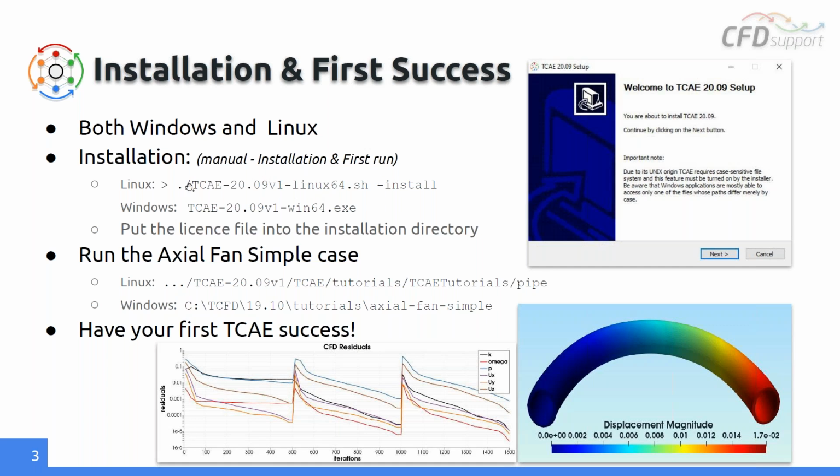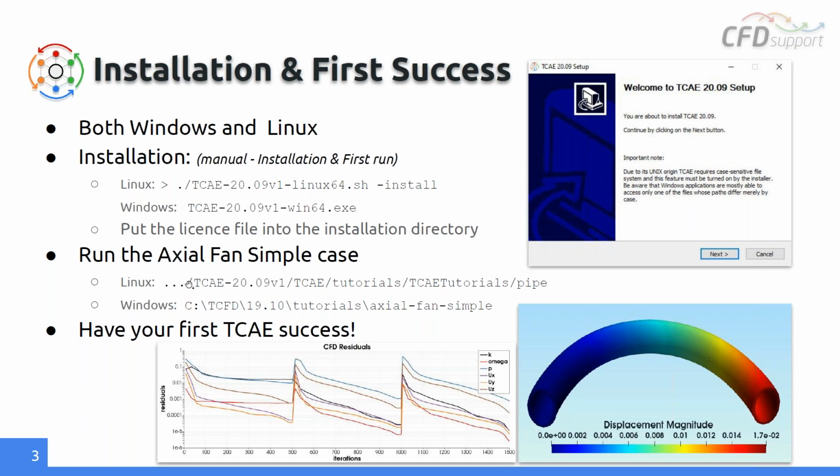In Linux, the installation is pretty simple. You just put this command into your command line, and the software is installed. It is unpacked in the given folder, and then ready for usage. In Windows, it is even simpler. It is just the installation file which you run, and there is a wizard which will follow the installation process. Afterwards, you just put the license file into the installation, and everything is ready for usage.